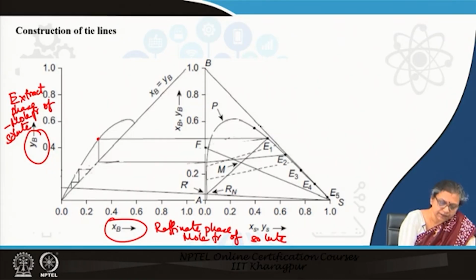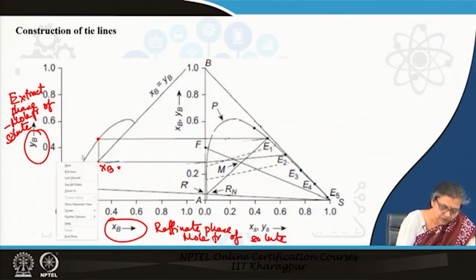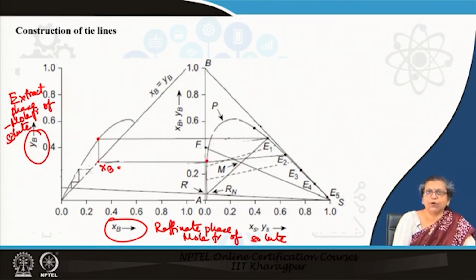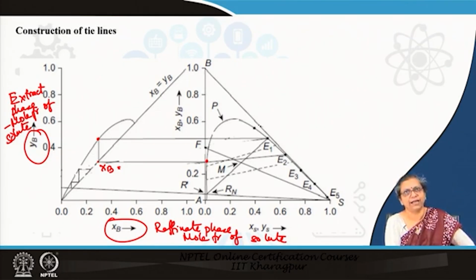From here you drop a straight line, and then this straight line also gives you the xb, which is in equilibrium with this yb star. From here you draw a straight line, then you can locate the point of tie line here. So, this is the process by which we locate the tie lines.